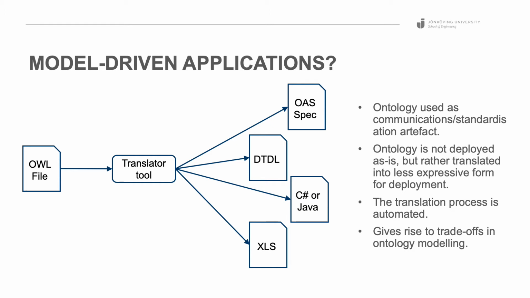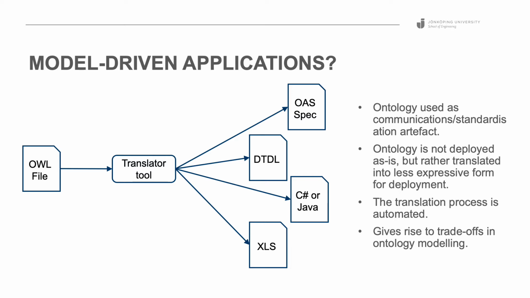This is a space that I have worked in for some time, where you use ontologies as standardization artifacts among people to thereafter build other systems from. And in these scenarios, you typically don't deploy your OWL file as is, but rather you run it through some translation process to get out a representation that can be deployed in the target runtime environment. And this could be something like an OAS spec, also known as a Swagger, to generate a RESTful API. It could be something like C# or Java code, or other source code for that matter. Could be even Excel sheets.